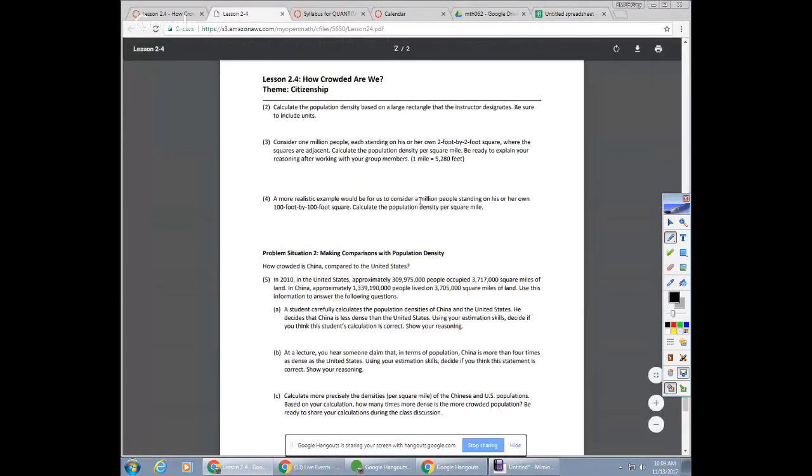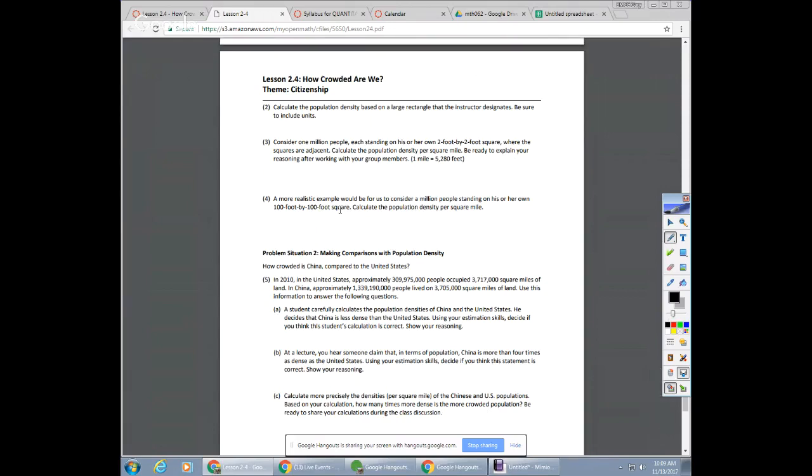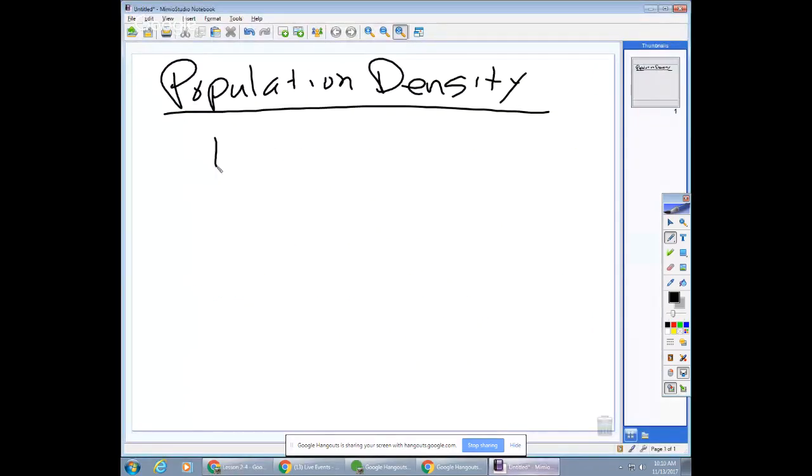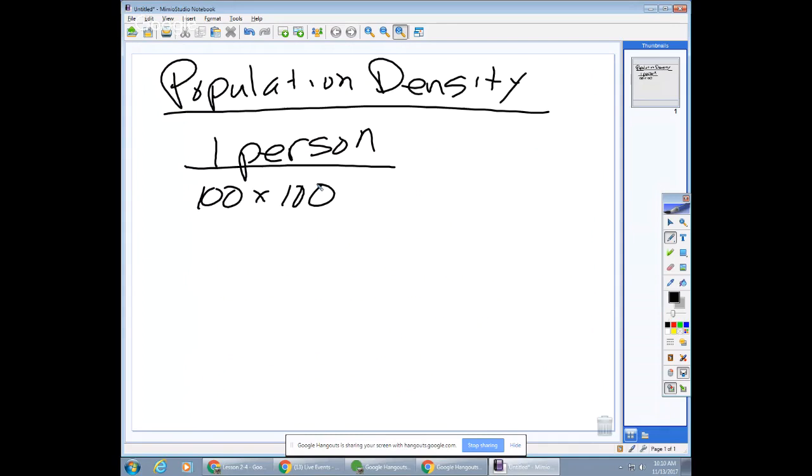All right, 1 million people each standing in their own 100. Okay, so we did the 2 by 2 square foot one, right? Now we're moving on to 100 foot by 100 foot square, and we want to change that into density per square mile. Similar to last time, we don't have 1 million people standing in a 100 foot by 100 foot area, but each of 1 million people has their own 100 foot by 100 foot area. So the density there is 1 person per 100 by 100. So that's going to be feet squared or square feet.